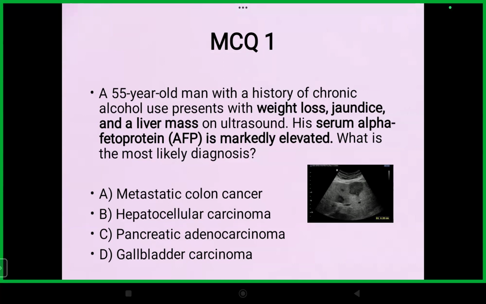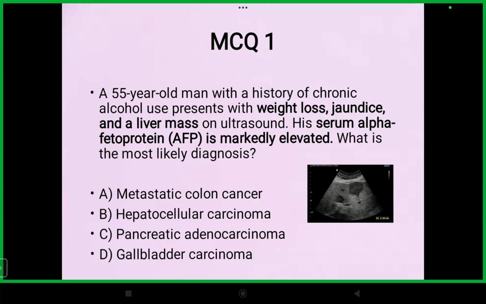So before we move on to the options, let's see what is given in the history. It's a 55-year-old man, a middle-aged man with chronic alcohol use. It's an alcoholic patient. And what is his presentation? He has weight loss, he has jaundice, as well as on imaging we have found a mass, a liver mass.